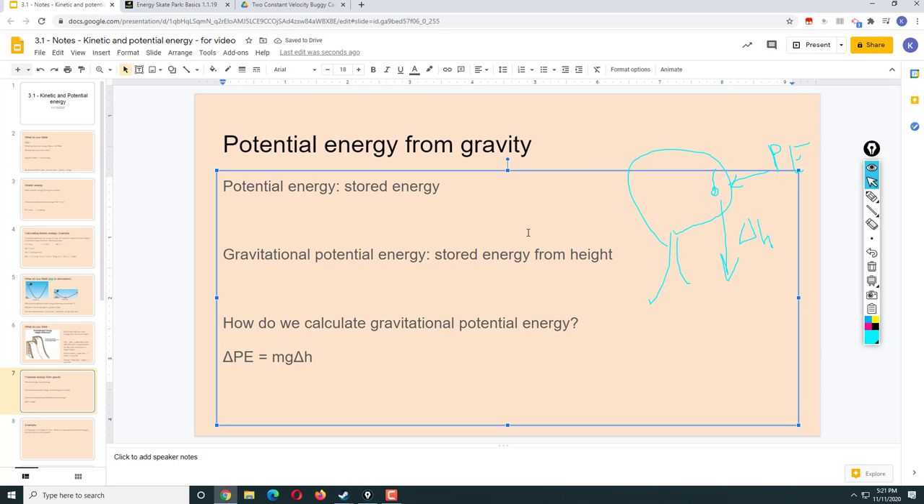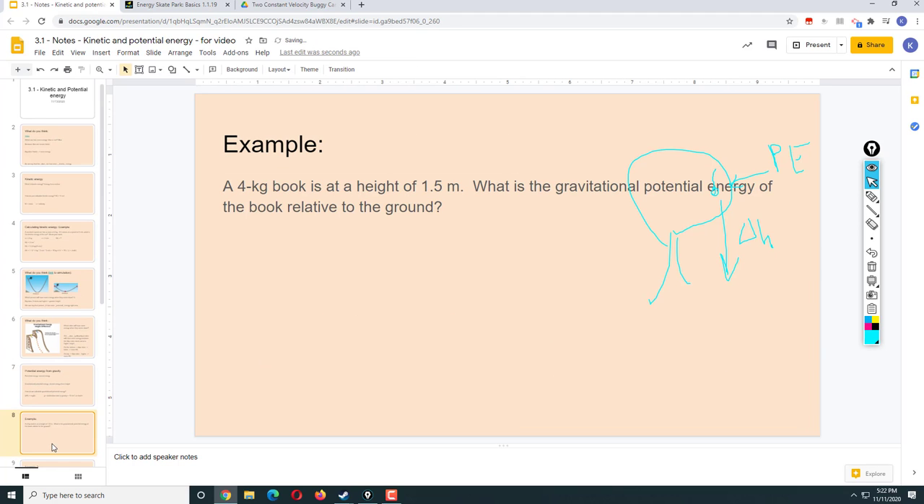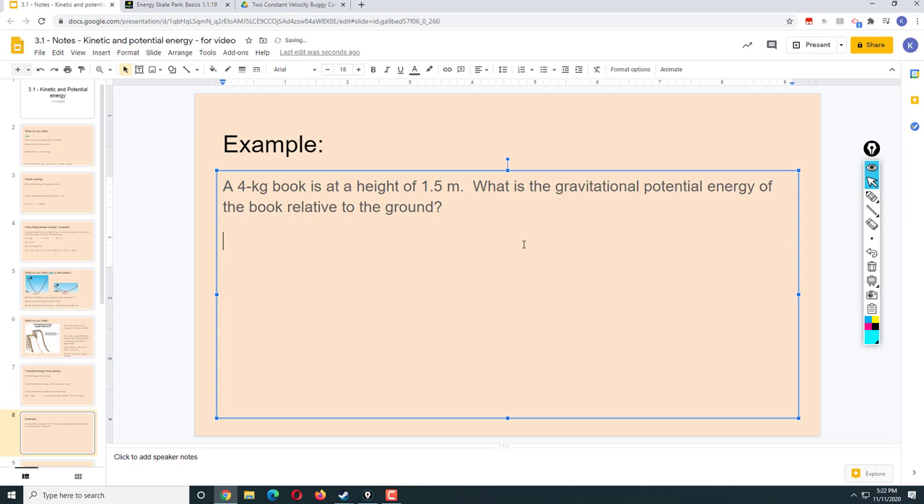Again, g is the acceleration due to gravity, which is about 10 on Earth. For example, a 4-kilogram book is at a height of 1.5 meters. That's relative to the ground, so that means delta h is 1.5, because the idea is that if the book falls, it will fall 1.5 meters. We found the change in potential energy relative to the ground.